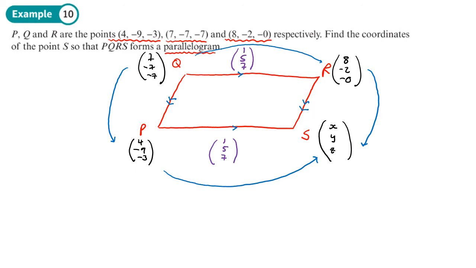Now, doing it that way, I would get that vector as 4 plus 1, 5, negative 9 plus 5. So I'm starting with this point and adding the displacement. So negative 9 plus 5 will be negative 4. Negative 3 plus 7 would be 4. Okay, so that's doing it this way. That's saying the displacement from here to here, this is parallel, so it's going to be the same displacement, and it's the same length, so that's why we can use the same numbers.